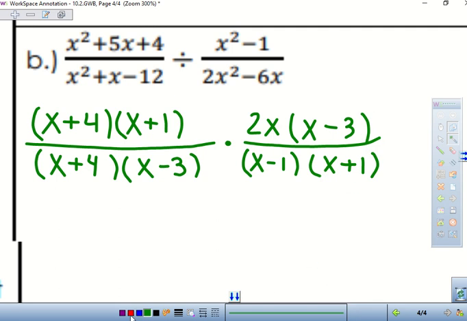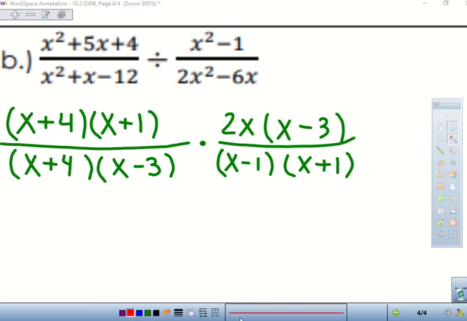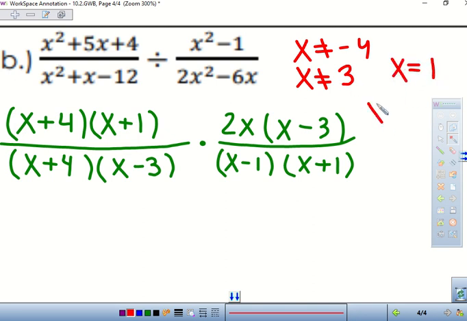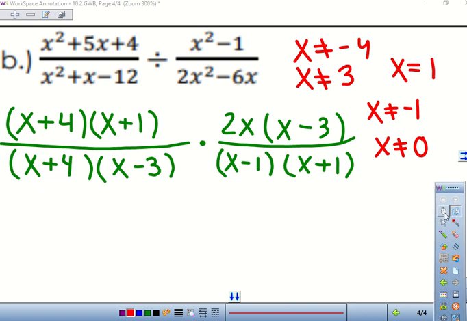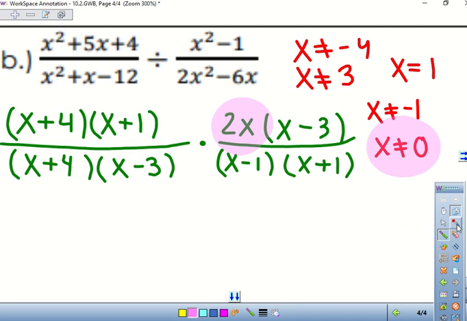Before we cancel anything, we have to find the restrictions, right? What can x not be? -4, it can't be 3, it can't be 1, it can't be -1, and it also can't be 0. Where'd the 0 come from? Anyone know? The 2x. Good. So remember, when it's division, you have to do the restrictions on the top and bottom. Because remember, that top was originally a bottom. Does that make sense?